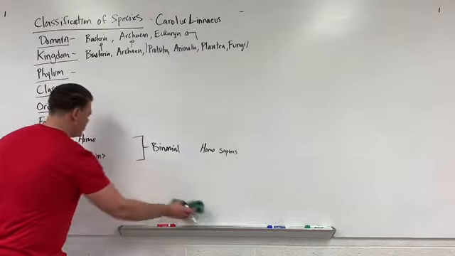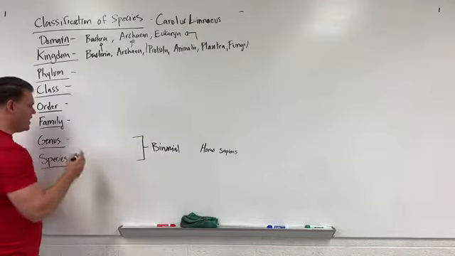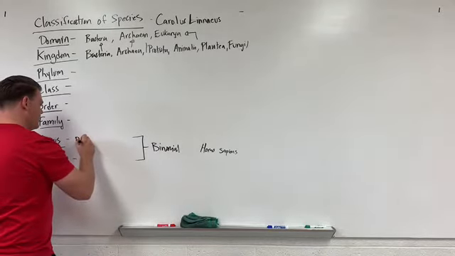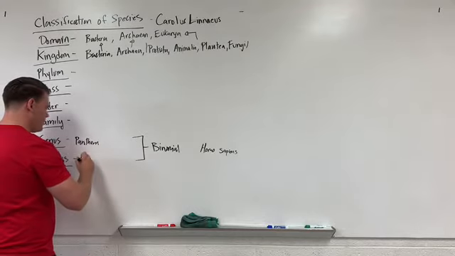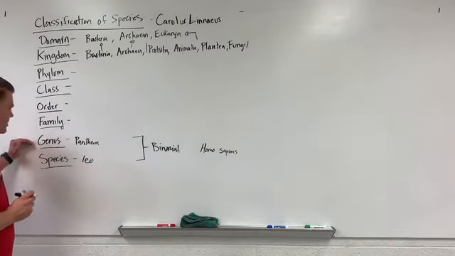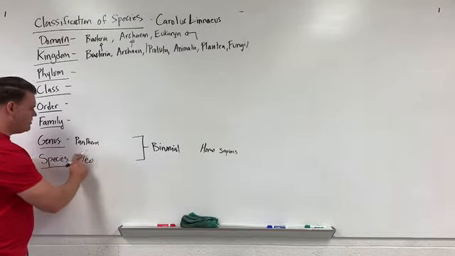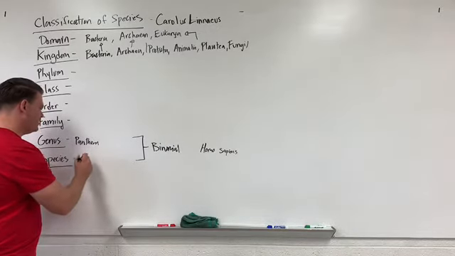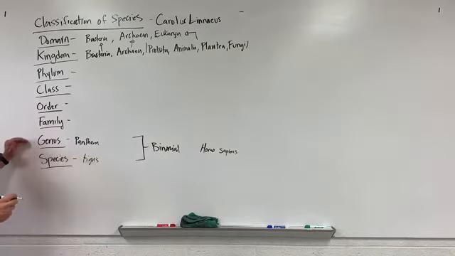We can do this differently. Let's say for a lion. A lion would be Panthera leo. So its genus is Panthera, its species is leo. If we were looking at a tiger, it would be Panthera tigris. That's the species, the scientific name for a tiger.